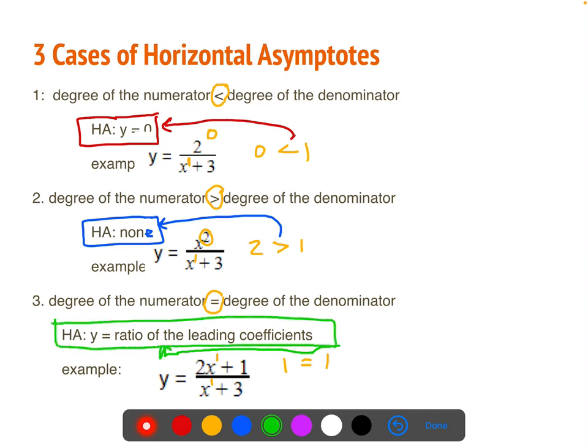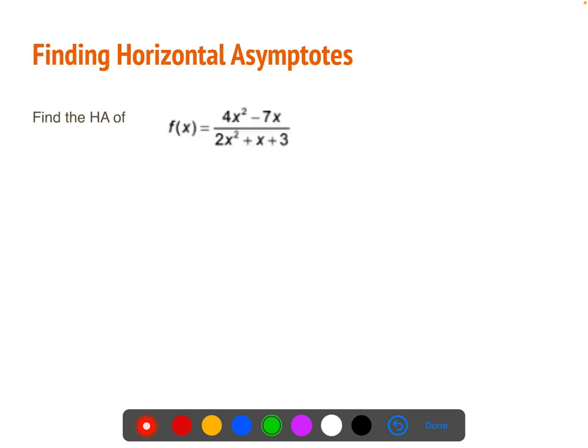And if it's, unfortunately, the equals case, then the HA is the ratio of the leading coefficients. That means in this case, it'd be 2 over 1, because you go to the big numbers, the leading coefficients, in front. So y equals 2 would be your HA in this case. Let's go see some examples.